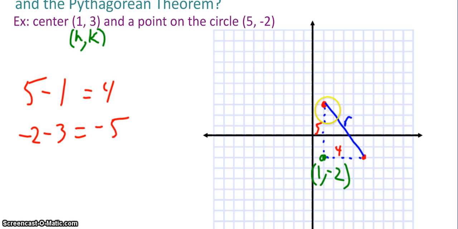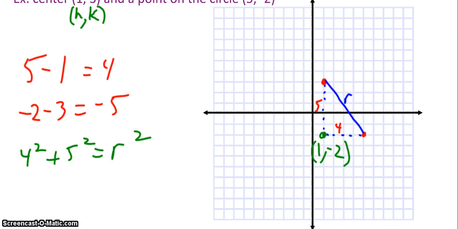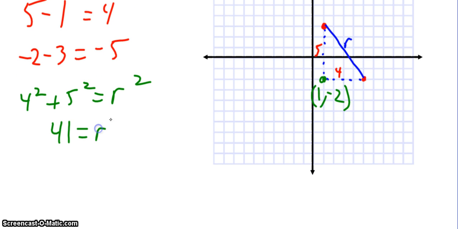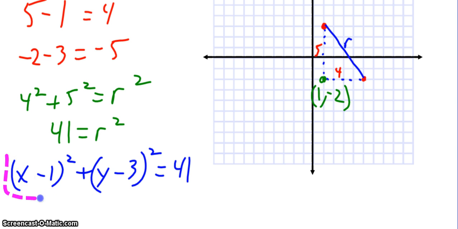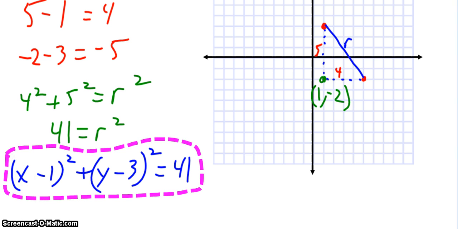So now, how do we find the r? Well, we can use the Pythagorean Theorem, and we know that 4 squared plus 5 squared equals r squared. So we get 41 equals r squared. We know r then is the square root of 41, but if all we're trying to do is write the equation of the circle, we can write our equation as (x minus 1) squared plus (y minus 3) squared equals 41. And now that is our equation of the circle.